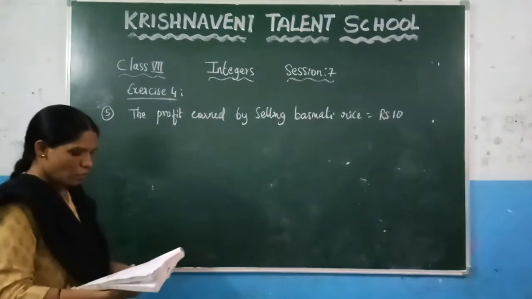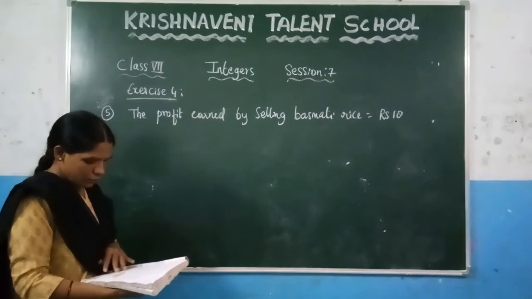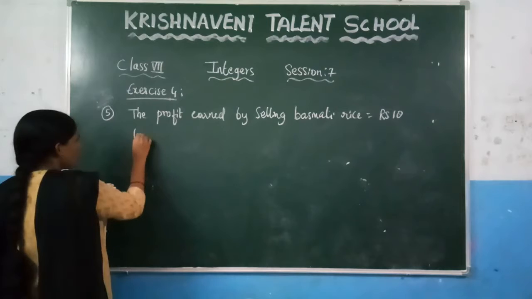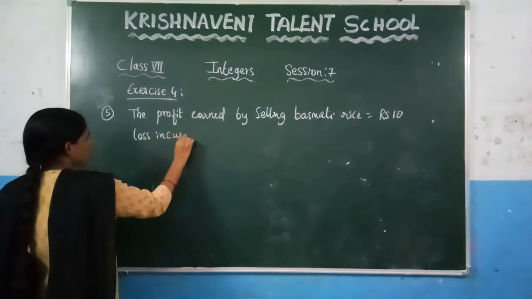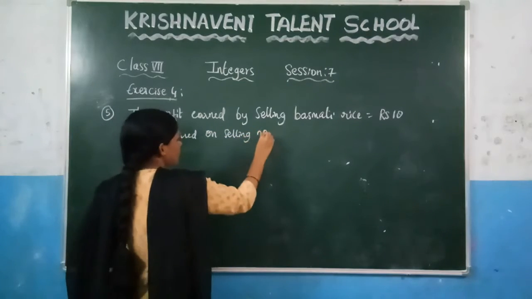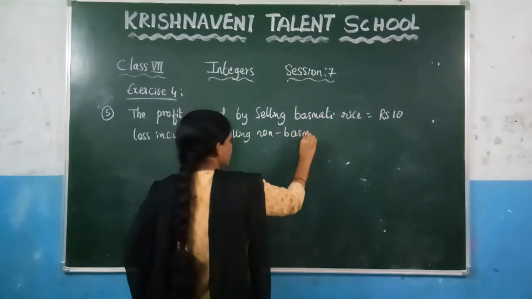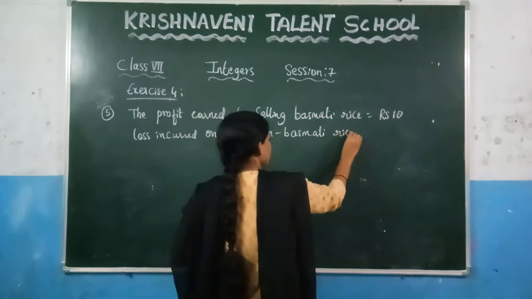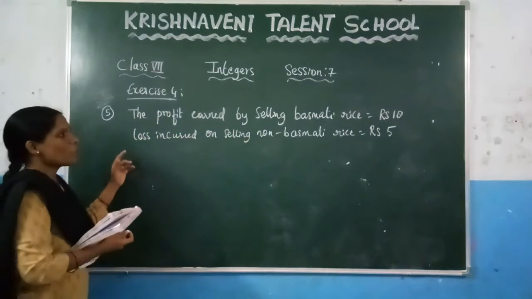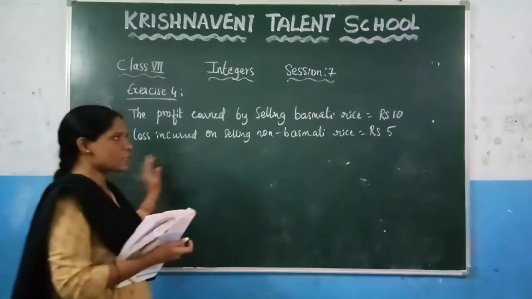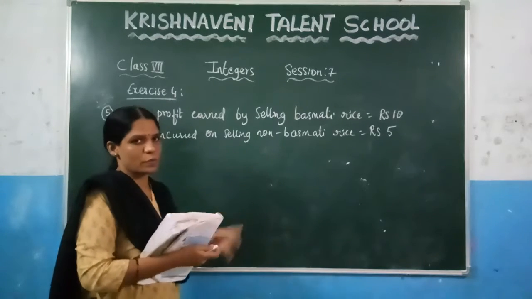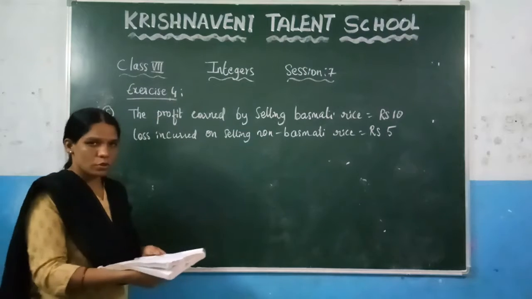10 rupees. Now what they said in the question again, and a loss of 5 rupees per kg of non-basmati rice. So here, loss incurred on selling non-basmati rice is equal to rupees 5. This is the question they have given here. How much profit is he getting by selling the basmati rice? 10 rupees. And by selling non-basmati rice, how much loss is he getting? 5 rupees.